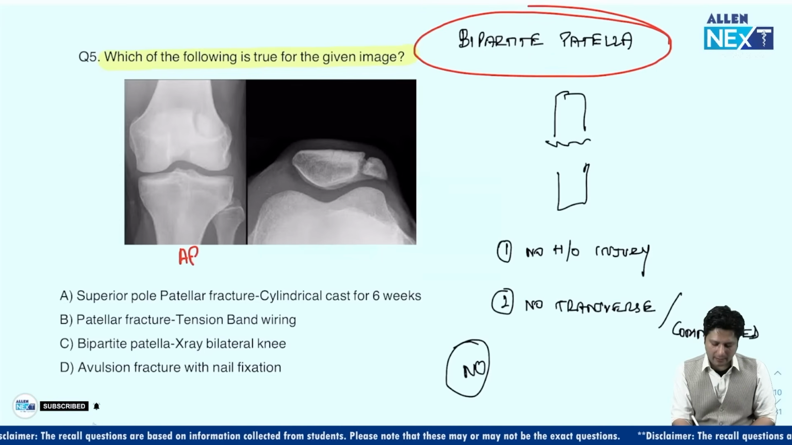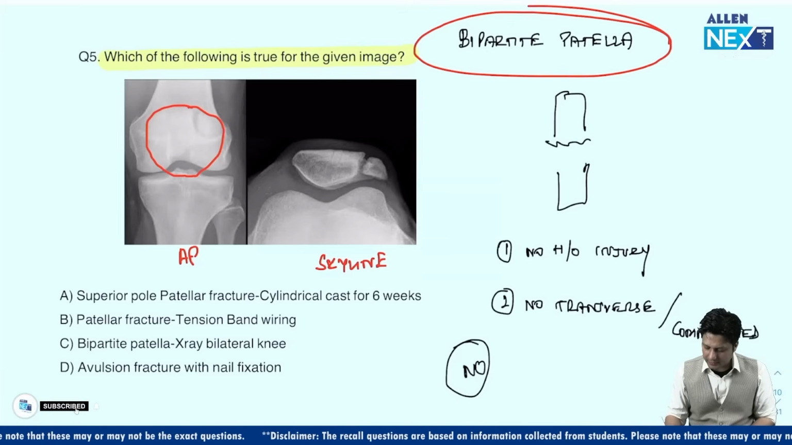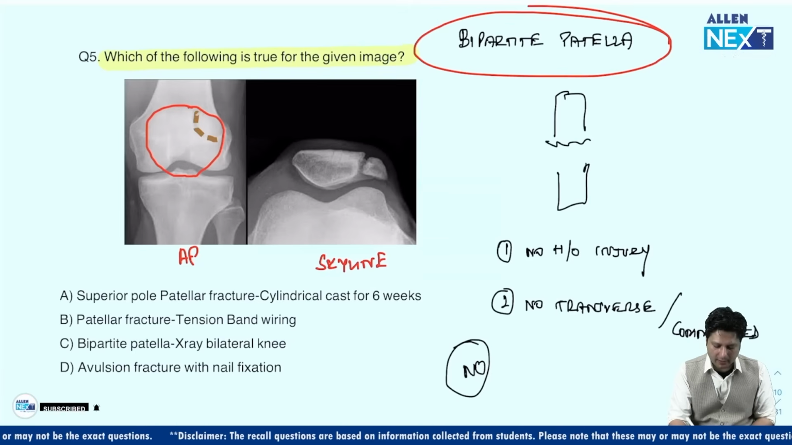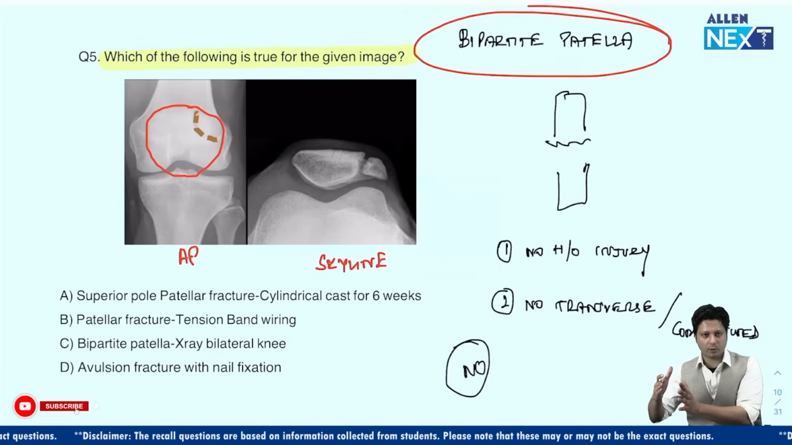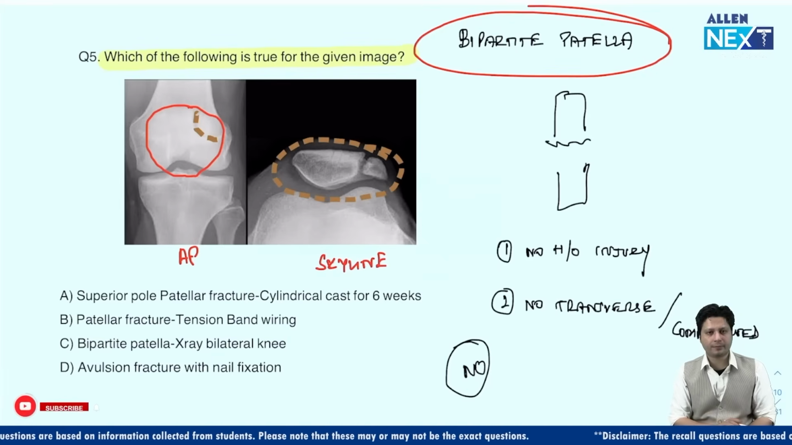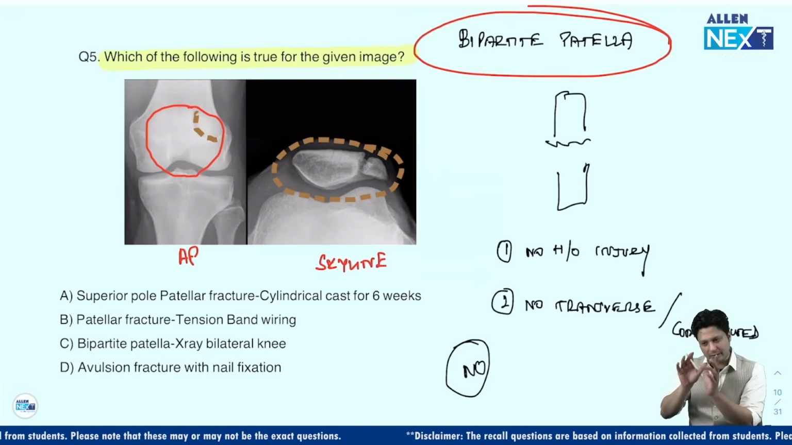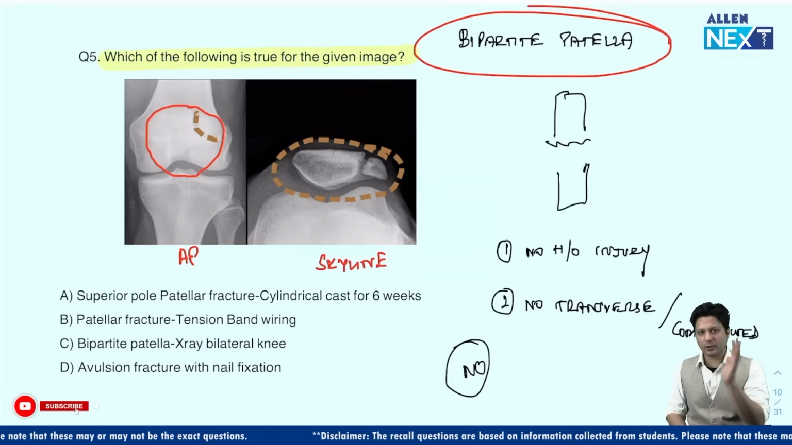This is the AP view and this is the skyline view. Now, in the AP view, it is very clearly evident that this is the patella shadow. And here in the patella shadow, this is a small segment of the bone. It is separated from the parent bone. And similarly, it is confirmed when you get the skyline view done, because in the skyline view, you see the superolateral pole of the patella, which is separated from the parent bone. Now, there is no history of injury.